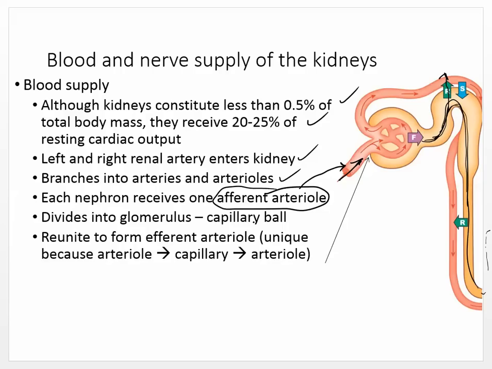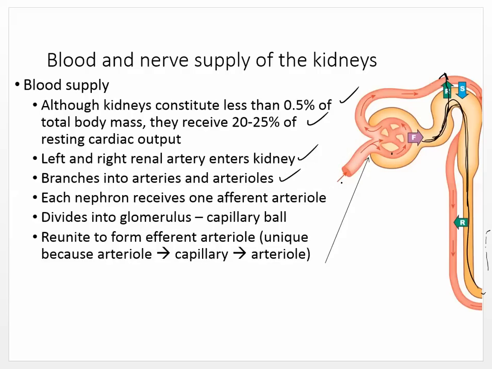Okay, so it divides into this big, well, not big, but a capillary ball. Okay, so that's what this is. This is a little capillary ball, and we call that a glomerulus. Okay, so that's what this thing is here. This is the glomerulus. Okay, now something very unusual happens in the kidneys, and that's on tests, and it's something that people like to talk about.